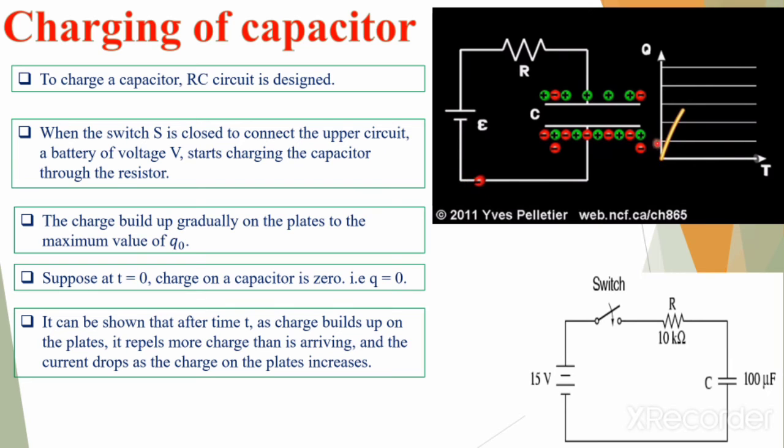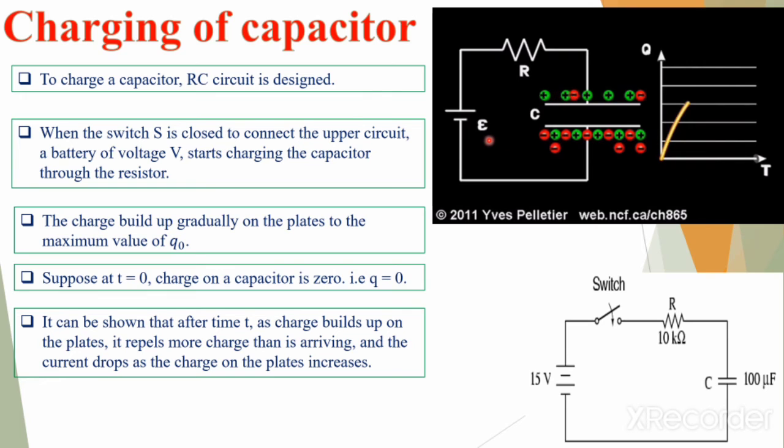It can be seen that after time t, as charge builds up on the plates, it repels more charges than is arriving, and the current drops as the charge on the plates increases. In this figure, you can see an RC circuit connected with a battery. When we close the switch at time t equals 0, the charge on the capacitor is 0.